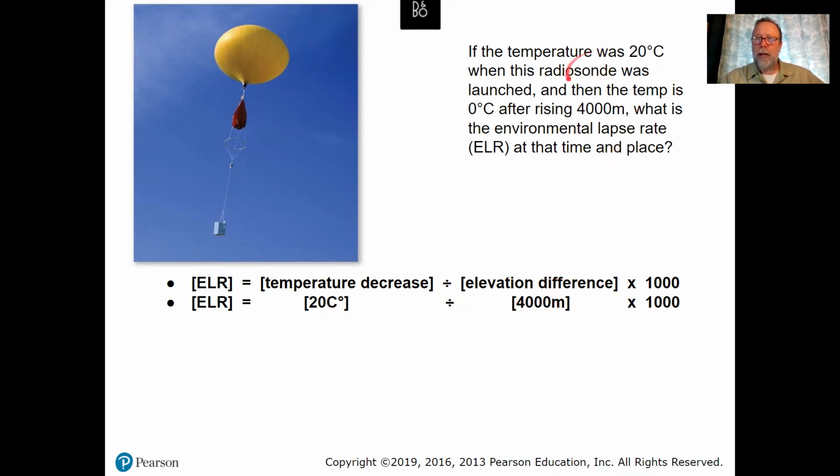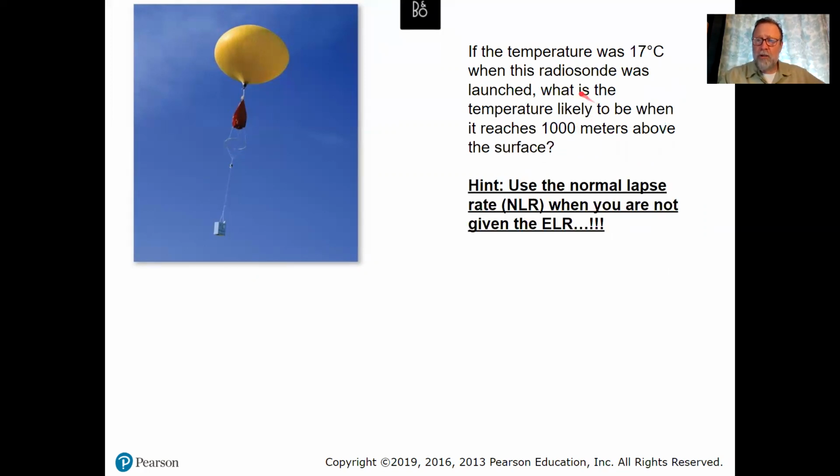How did I get 4,000? Well, it says we rose 4,000 meters, so that's your difference. I could have told you that we started at 0 meters, sea level, and then rose to 4,000. That's the same thing. You take the difference. The difference between 0 and 4,000 is 4,000. So that one's not that hard. You just run the math through. Remember, you have to multiply it by 1,000 at the end because the value is per 1,000 feet. So 5 Celsius degrees per 1,000 feet. I should be able to give you these basic numbers and you should be able to calculate that on an exam. So let's do another one.